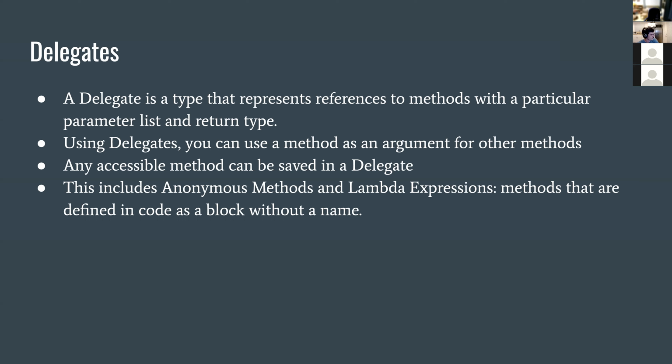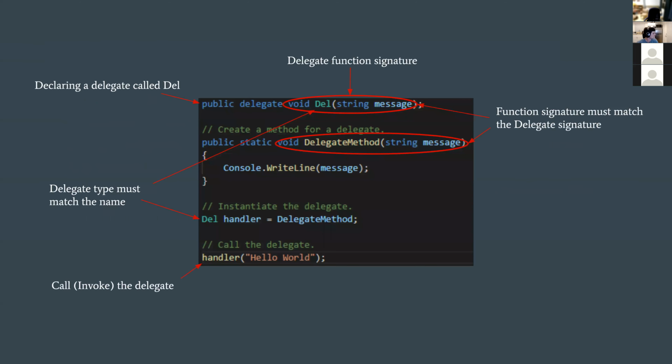Any accessible method can be saved in a delegate, including anonymous and lambda expressions, which are methods that don't have any sort of name tied to them. Here is a quick example of how you make a delegate and how to use it. Up here, we are declaring a delegate type called del. Notice that del has to have an input of a string and a return type of void. So whatever function we store in del, it better take in a string and return void. It can't accept anything else.